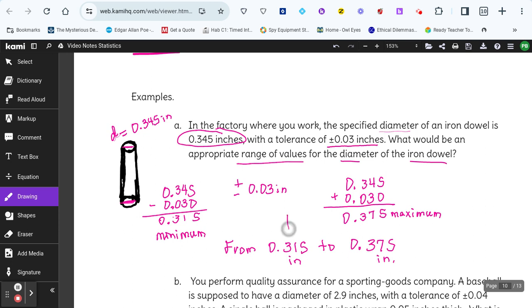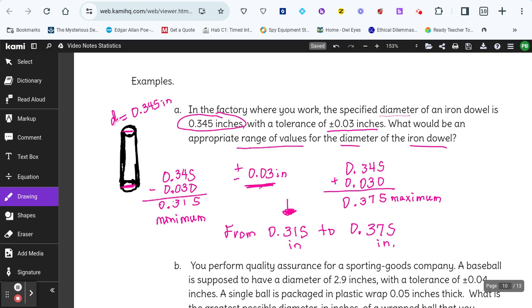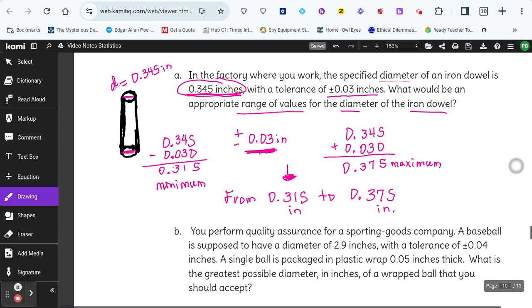So that means this is acceptable. If a piece has a diameter that is 315 thousandths inches, they'll still let it pass because that's the range, plus or minus 3/100 of an inch. You can be 3/100 of an inch below the normal diameter, or 3/100 of an inch above the normal diameter.